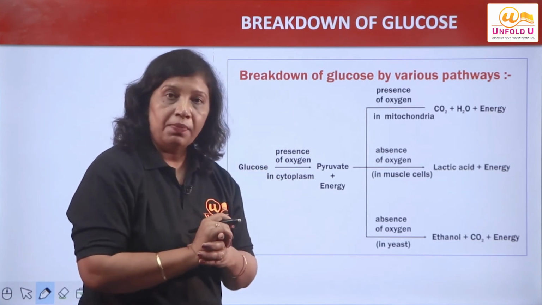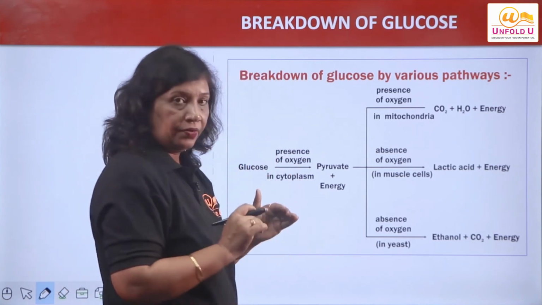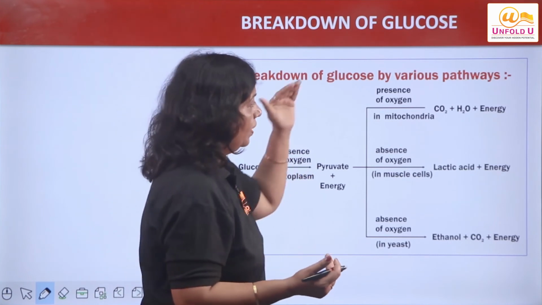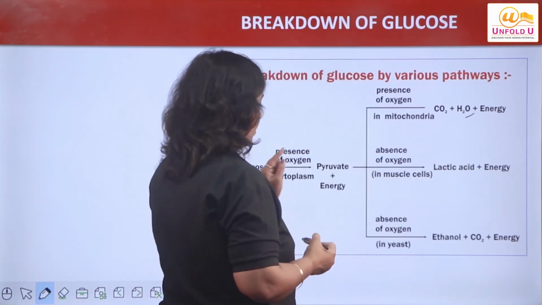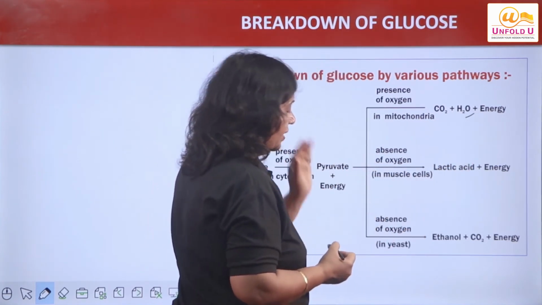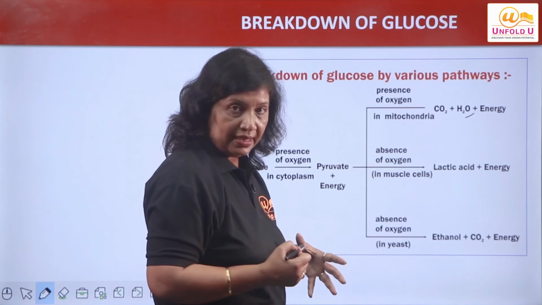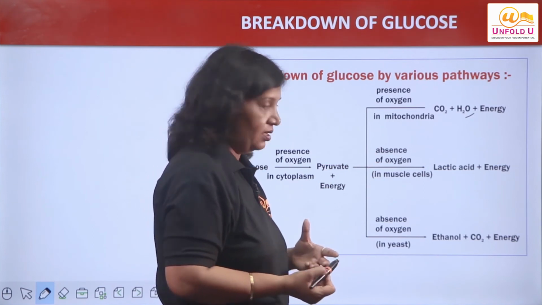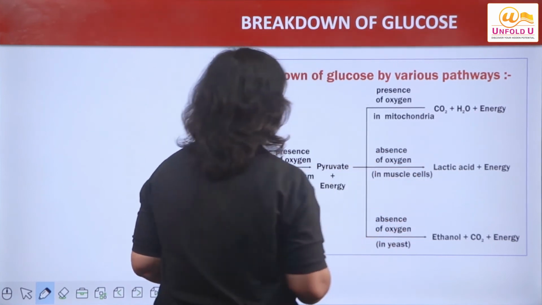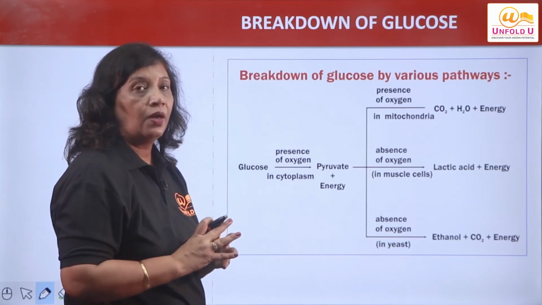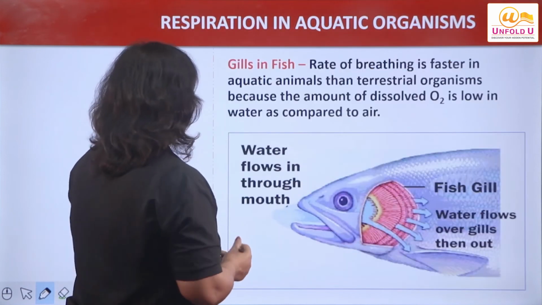Glucose will break down into pyruvate and this is taking place in the cytoplasm. If it enters into mitochondria, that is in the presence of oxygen, it will form the products, that is carbon dioxide, water and energy. But if it is in the yeast or bacteria, it will form ethanol and carbon dioxide. If it is taking place in the muscle cells, that is during vigorous exercises, what is it forming? Lactic acid and energy. Is that clear to you? This is how the glucose is broken down using different pathways, right?